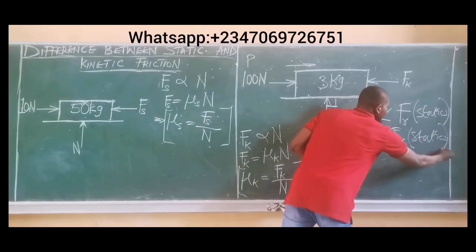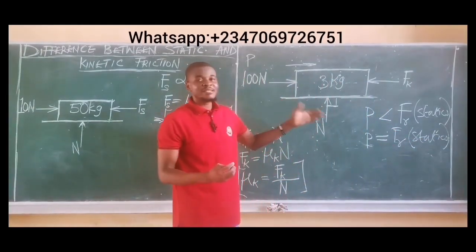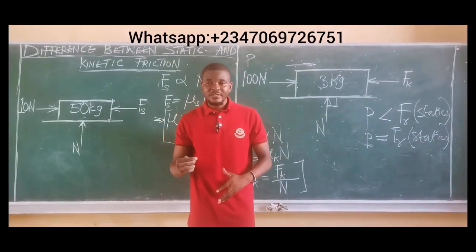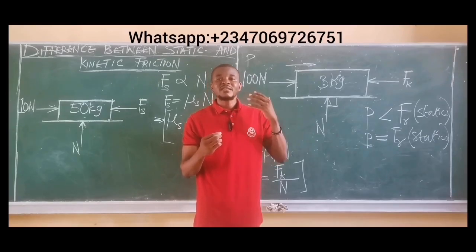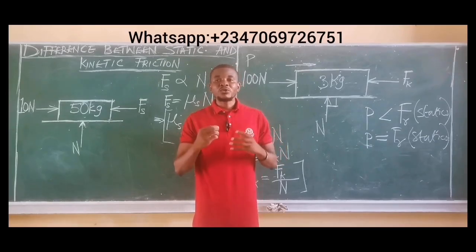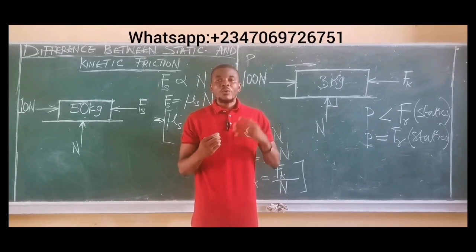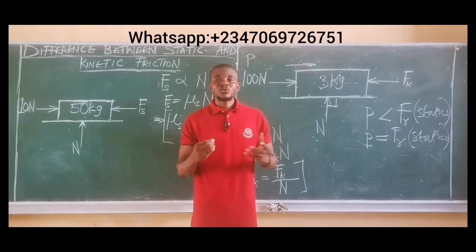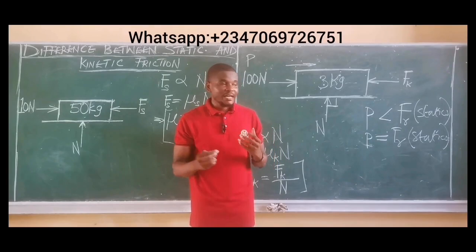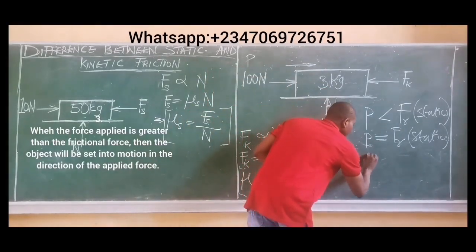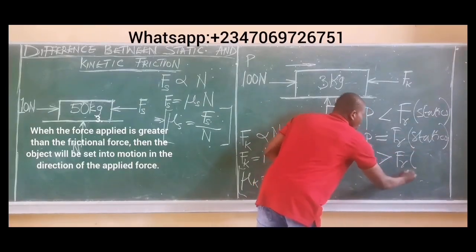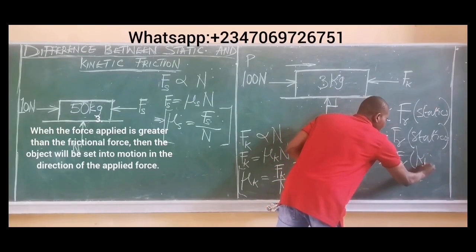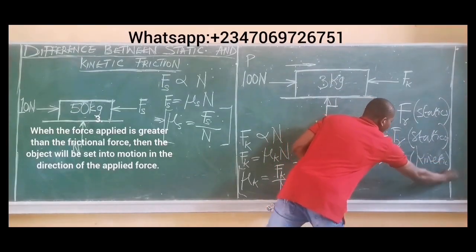This is also called statics, which means the friction exhibited here is called static friction. So two things: when the force applied is less than the frictional force, we have what is called static friction. When the force applied is equal to the frictional force, we also have static friction. And finally, when the force applied is greater than the frictional force, then the object is in motion. Then this is simply called kinetic friction.